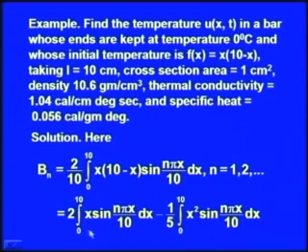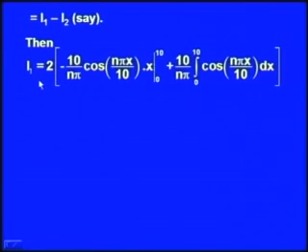For convenience, let us call the first term on the right side I 1 and the second term on the right side I 2. So, we write B n as I 1 minus I 2, and first we shall evaluate the integral I 1 using integration by parts. It comes out to be 2 times minus 10 over n pi cos n pi x over 10 into x evaluated at 0 and 10, plus 10 over n pi integral 0 to 10 cos n pi x over 10 dx.